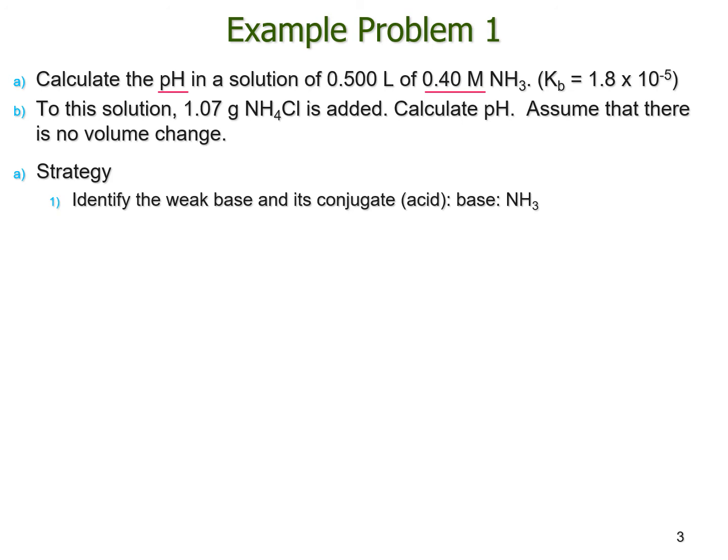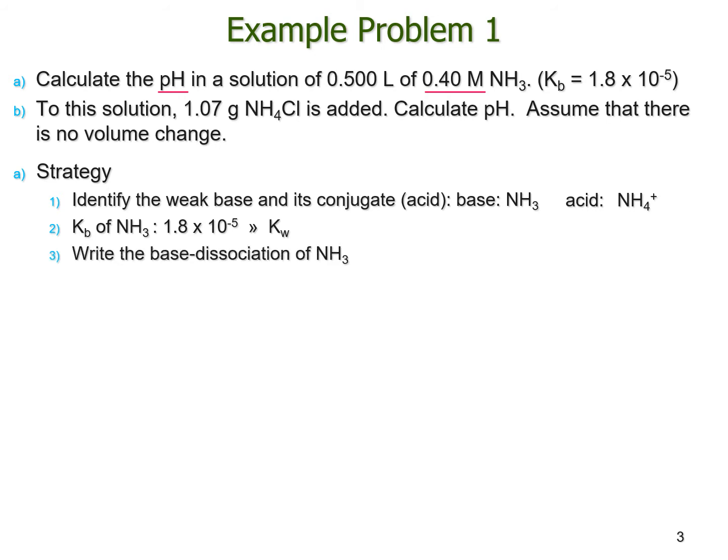All right, so we identify a pair of conjugates. The base is ammonia, and for its conjugate acid, we add one proton to it, so it becomes NH4+. Kb is given. We compare that against Kw to find out whether ammonia generates almost 100% of the hydroxide. And we find out that that's true because Kb is much greater than Kw. So the dissociation of ammonia dominates the concentration of hydroxide.